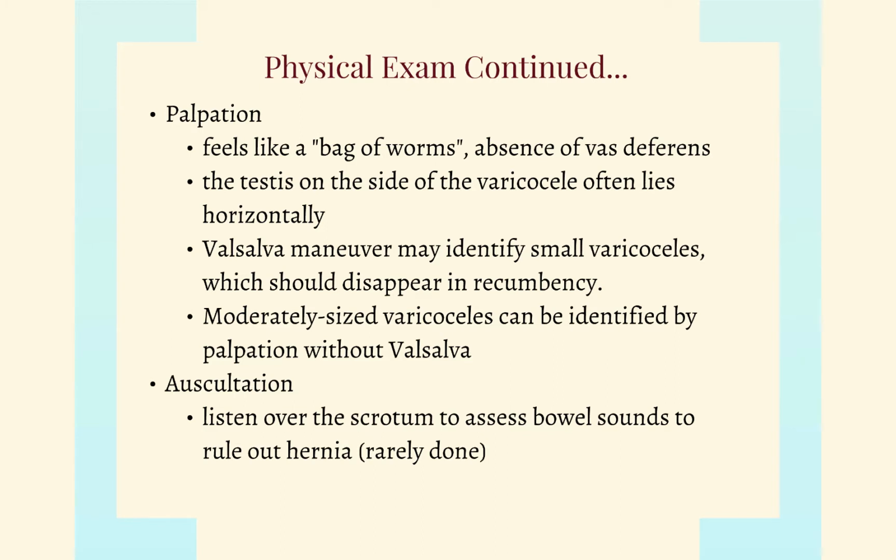Important palpation findings include a bag of worms deformity and absence of the vas deferens. Moreover, the testis on the side of the varicocele often lies horizontally. To identify small varicoceles, palpate the spermatic cord between the thumb and forefingers and ask the patient to do a Valsalva maneuver. These small varicoceles should disappear in recumbency. Conversely, moderately sized varicoceles can be identified by palpation without Valsalva. Although rarely done, you can also auscultate the scrotum to assess bowel sounds to rule out a hernia.